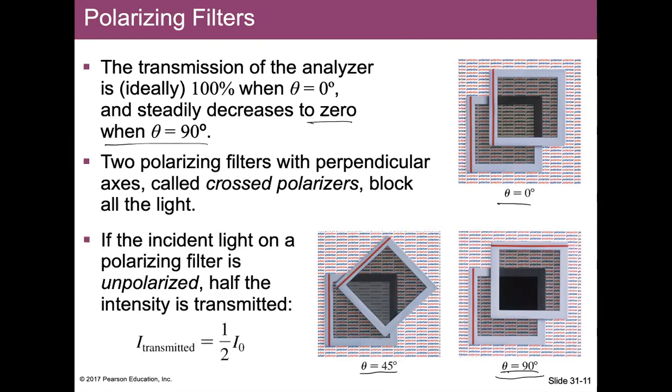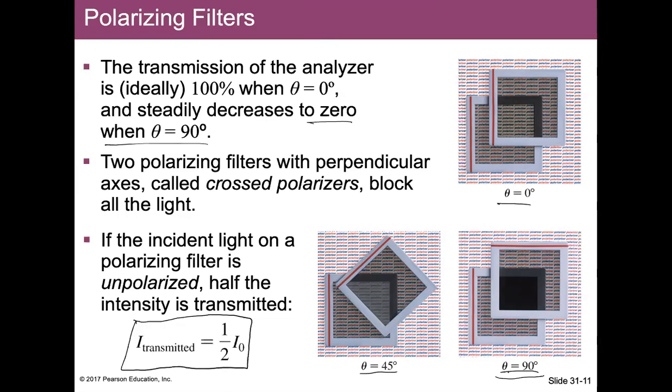If the incident light on a polarizing filter is unpolarized, half the intensity is transmitted. So I transmitted equals 1/2 of I naught. And that's how much intensity of light can get through when we have a polarizer. Polarizing light, as we know, can be used for polarizing glasses and is a way of getting the electric field to go in just one direction instead of going in all different possible orientations.